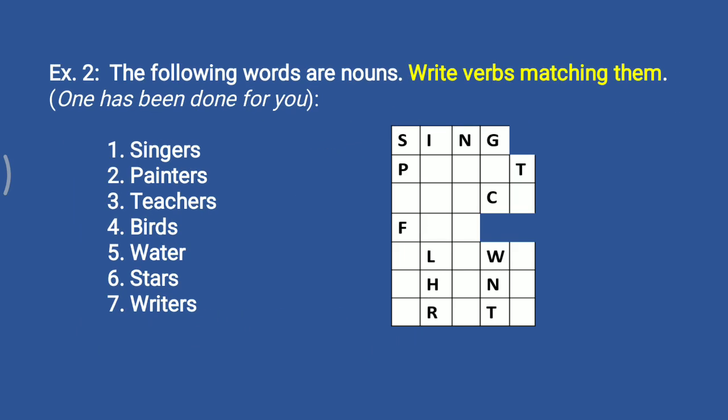Exercise number 2. The following words are nouns. Write verbs matching them. One has been done for you. Here nouns are given and you have to match the actions with them, such as singers, and the action word is sing. Painters, the verb will be paint, P-A-I-N-T. Teachers, the word will be teach, T-E-A-C-H.